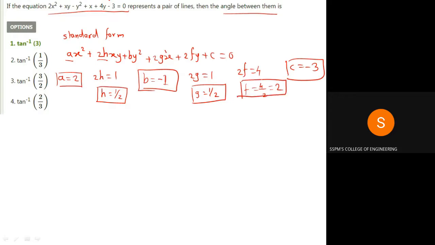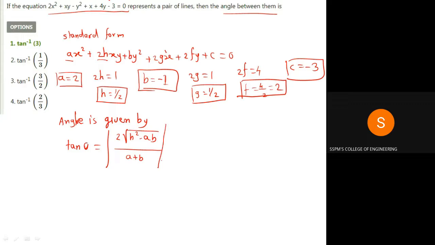Now, what is the angle between two lines? How is it given? Tan theta. We have already solved a similar example on this. Tan theta is equal to 2 under root h square minus ab divided by a plus b. This is the standard formula you must remember. It is tan theta is equal to mod of 2 under root h square minus ab divided by a plus b. Now we will put values.